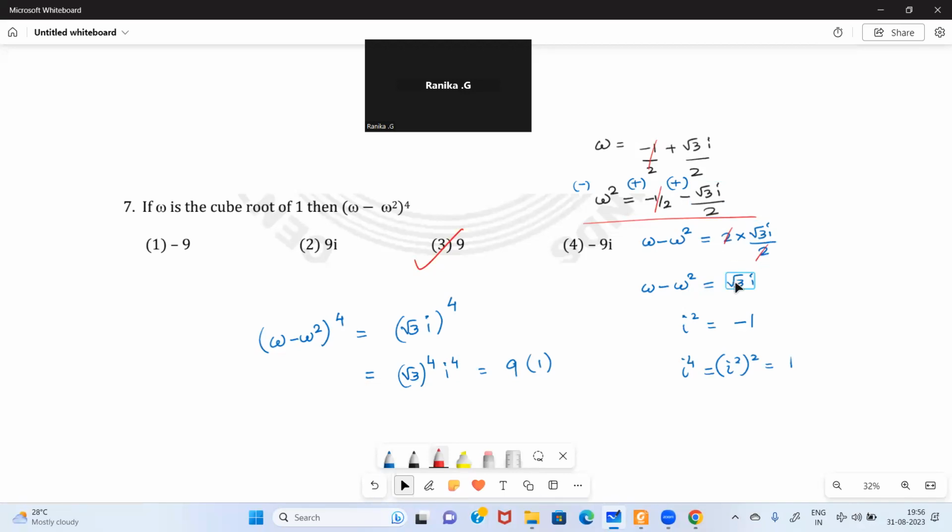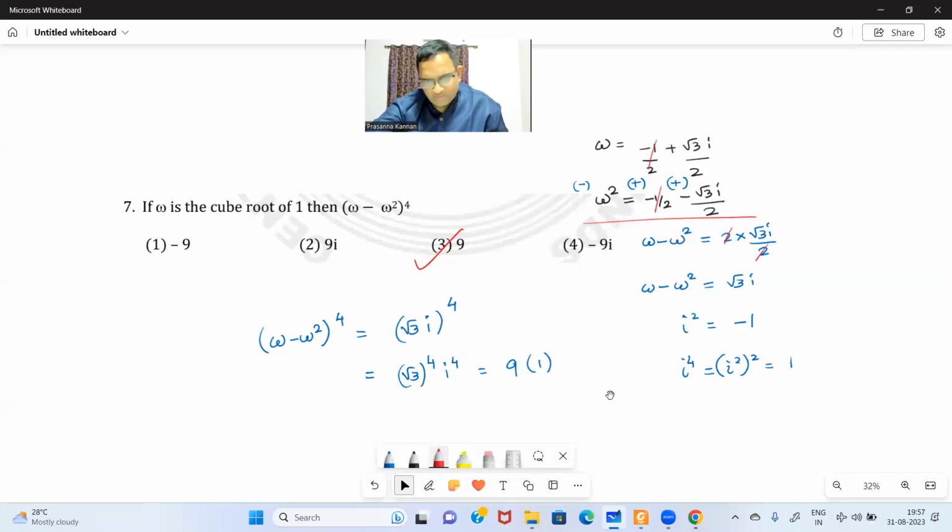Then since they have asked omega minus omega square the whole power of 4, and the answer of omega minus omega square is root 3i, we raise it to the power 4. We can also split it as root 3 to the power 4 and i to the power 4. Root 3 to the power 4 would be 9 and i to the power 4 would be 1. Excellent. Very good, Ranika.